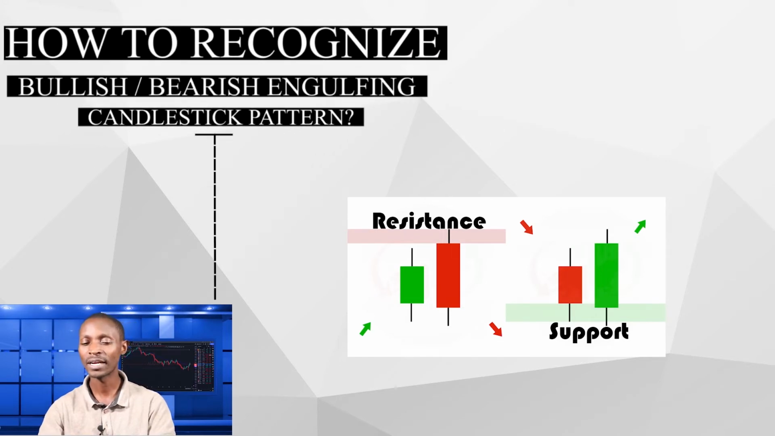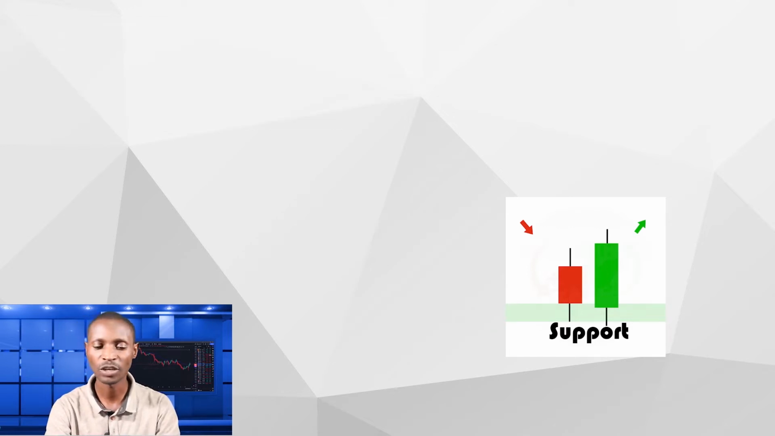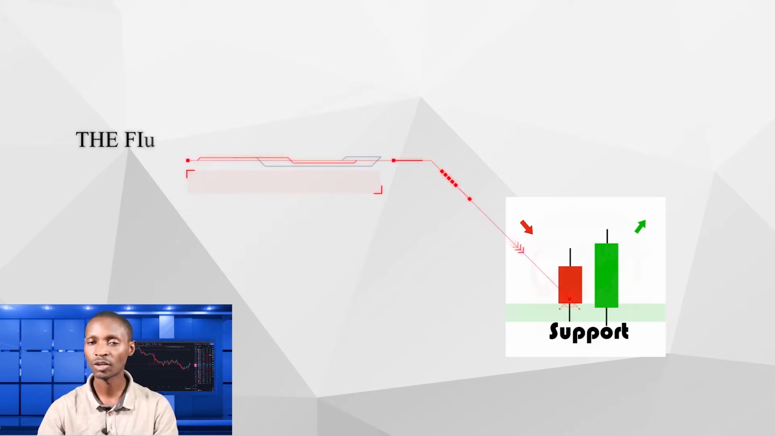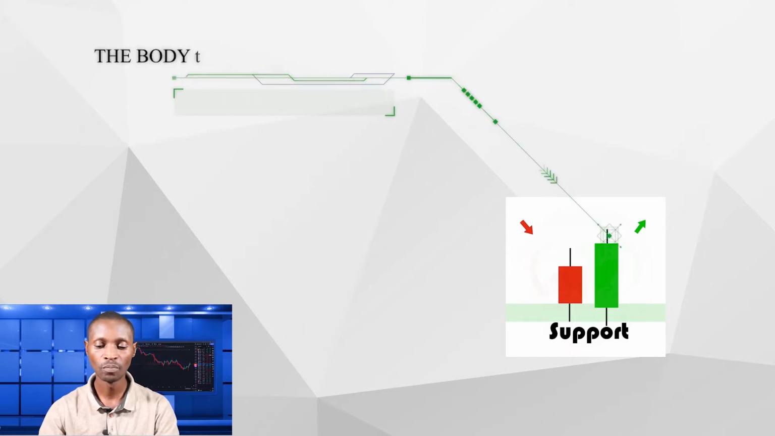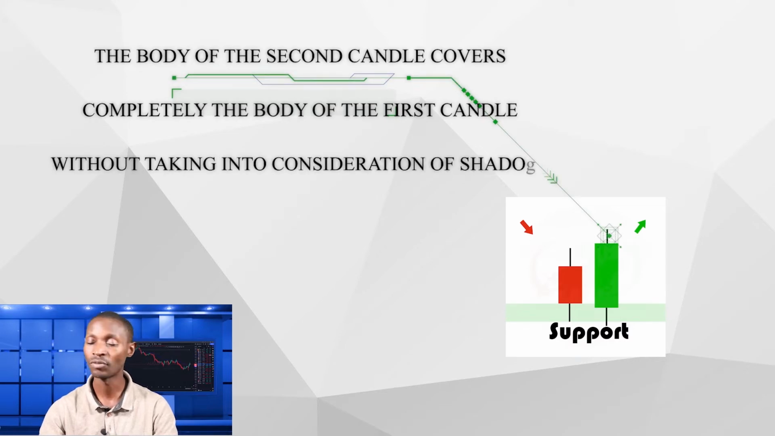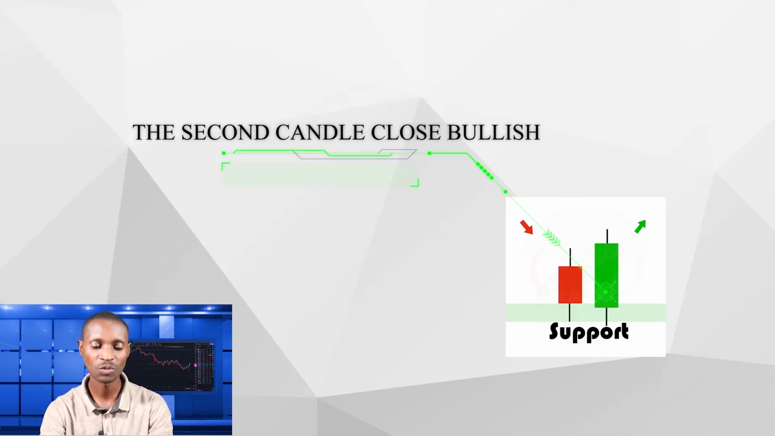How can you recognize the engulfing candlestick patterns? Here are three simple steps which you can use to recognize them. Let's start with the bullish engulfing candlestick pattern. The first candle has a bearish close, and the body of the second candle engulfs completely or covers the body of the first candle without considering the shadows, and the second candle has to close bullish. This is known as the bullish engulfing candlestick pattern.